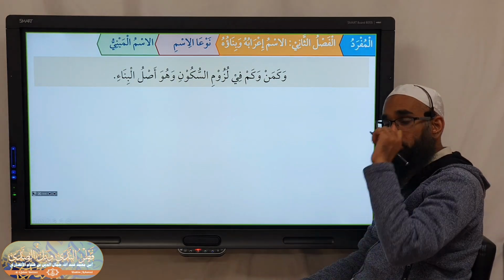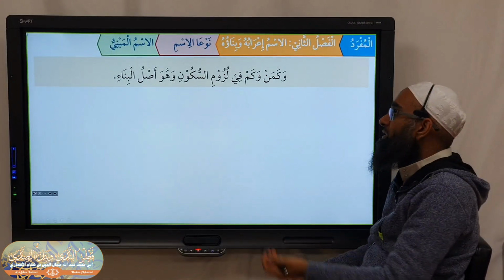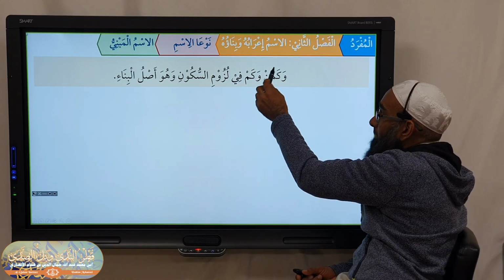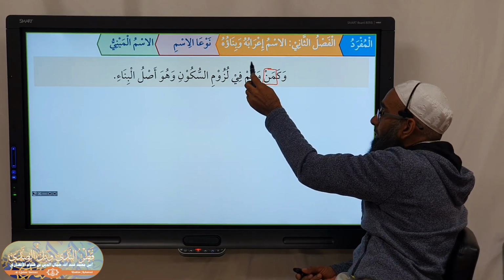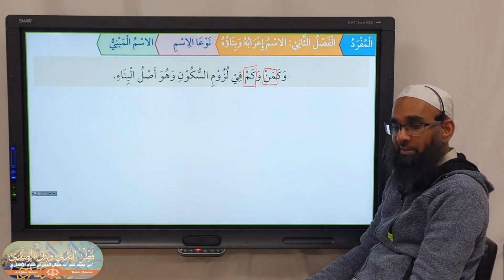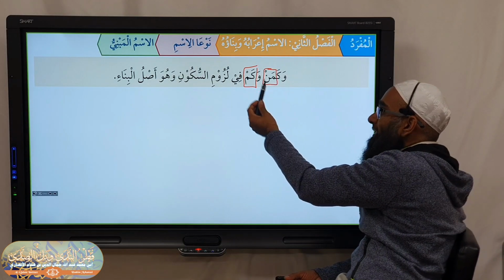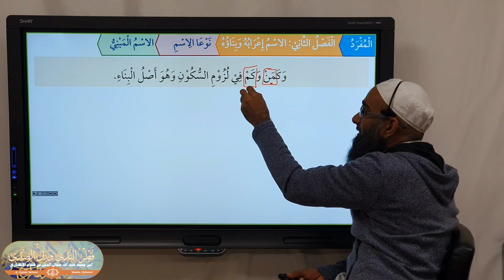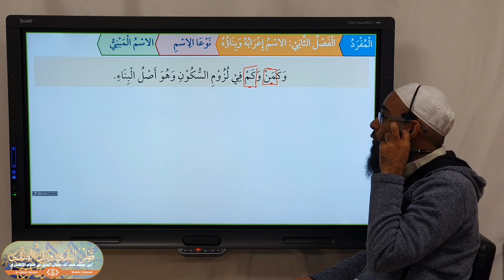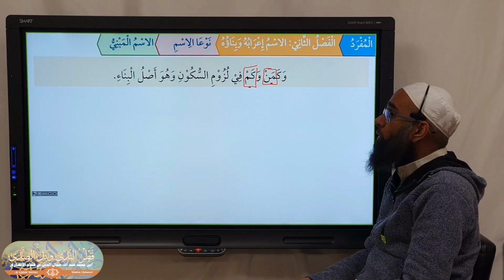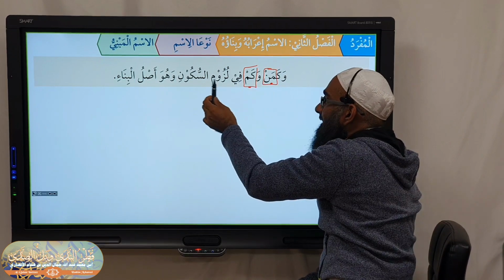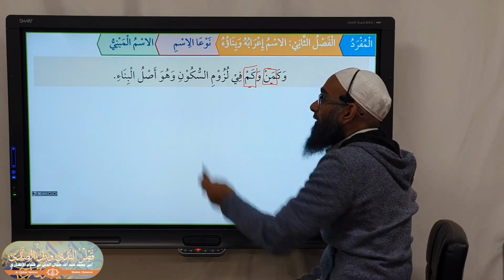Okay. Now he's moving on to the last type of mabni, which is sakin. Wa kaman, and mabni like man and like kam. Not kaman. Kaman is a Gujarati food. Wa kaman, wa kam. Like the word man and the word kam. Man means who and kam means how many. These words are mabni, necessarily having sukoon.